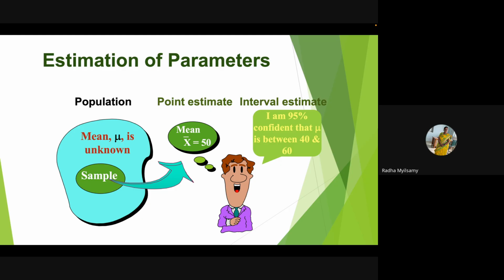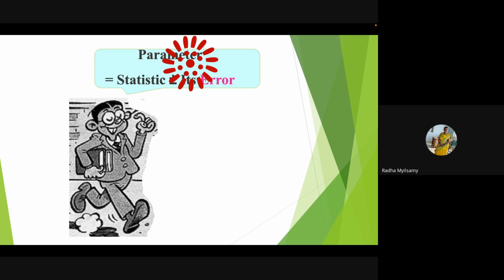In interval estimation, we give the results based on intervals. The mean may lie between 40 and 60. That interval is fixed based on the confidence level. Based on alpha, we fix the confidence level. If we fix the alpha level at 5%, our confidence level is 95%, which means there is a 95% possibility of mu lying between 40 and 60. These are the two types of estimation available under parameter estimation.